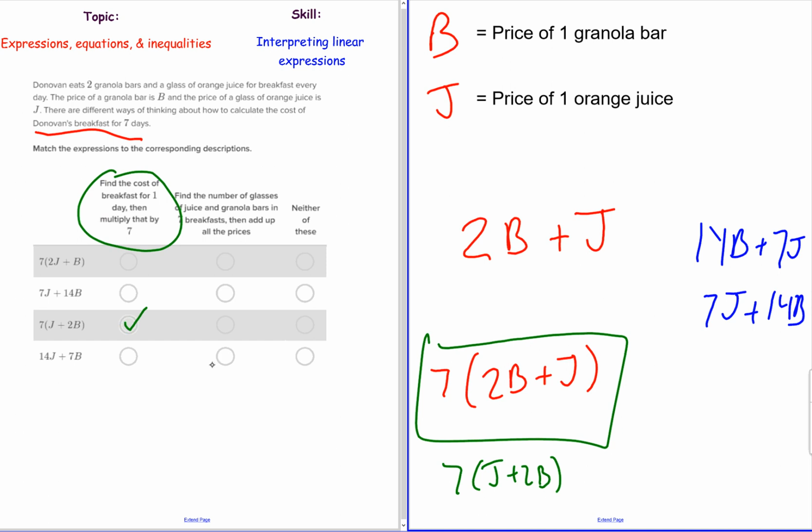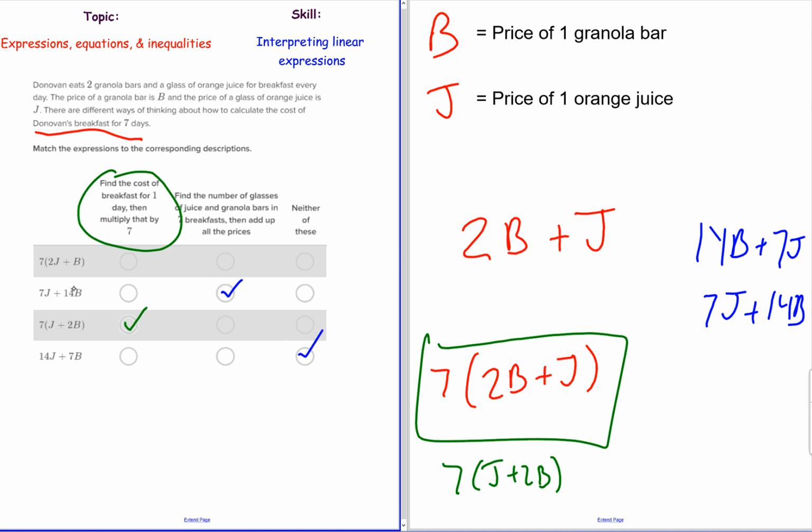So in 7 days, he's going to have, nope, 7 juices and 14 bars. 7 juices and 14 bars. That's what he's going to have. Now this one is backwards. The number of bars is 14 instead of 7. So this one is neither of these.